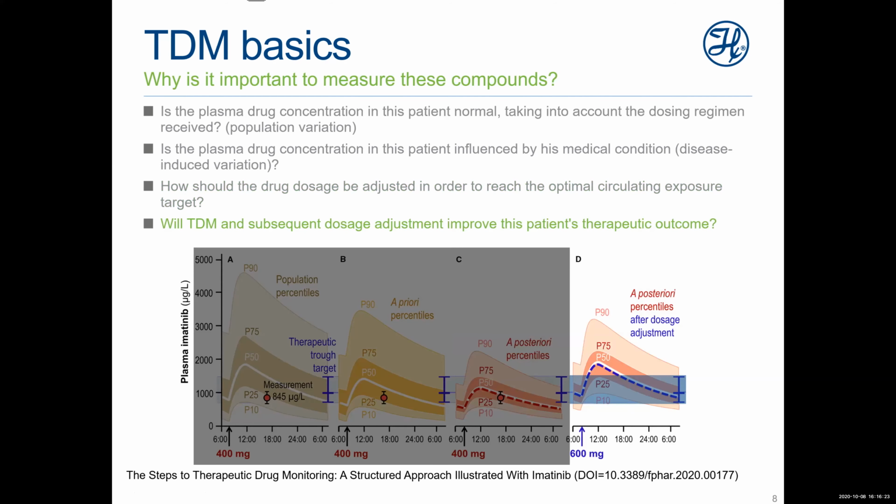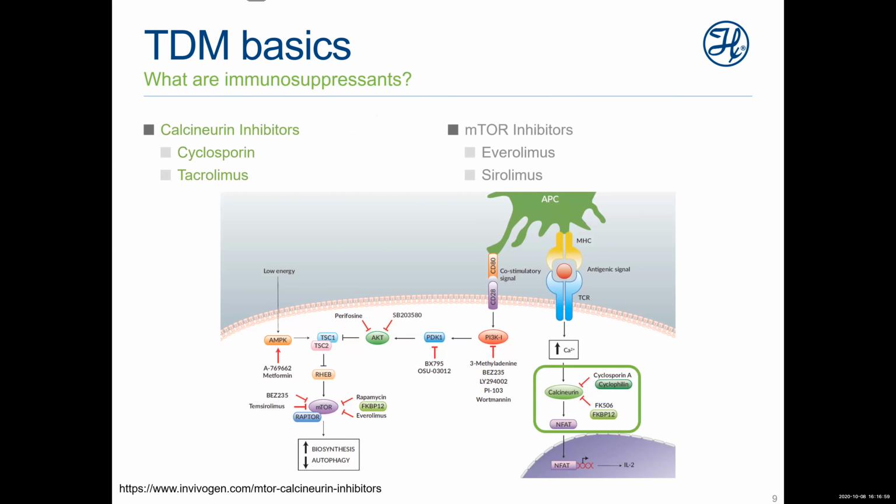Will TDM and subsequent dosage adjustment improve the patient's therapeutic outcome? In this case, yes, because by increasing the dosage, we can see that our patient keeps staying in the blue area, so they have therapeutic effect with a little bit of time outside. That means they can have some adverse effect, but maybe not so important, but we guarantee that the concentration is always above the target required. Okay, next one.